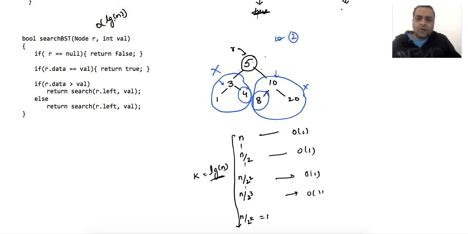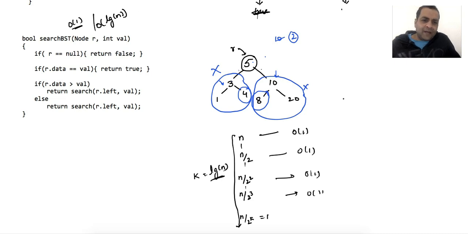Remember, we are only talking about the worst case. The best case is when we are searching for 5, which is present at the root itself, right? So the best case is on the order of 1 and the worst case is on the order of log n. Now here is a catch. This order of log n has an implicit assumption that the binary tree is balanced, right? We have almost equal numbers of nodes in the left and the right subtree.